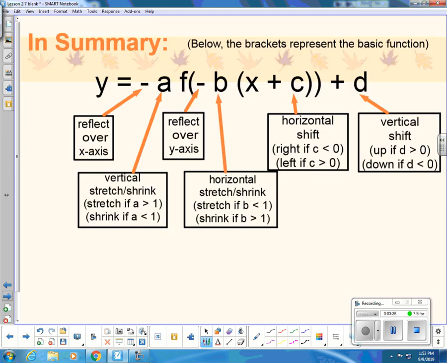This is the slide. If you want to write a slide down, this would be the one I would write down. Okay, it has everything to it. So take a moment. Remember, if it's happening outside, those are vertical changes. If it's happening inside, these are horizontal changes. The f of just means whatever function we want to put in there.